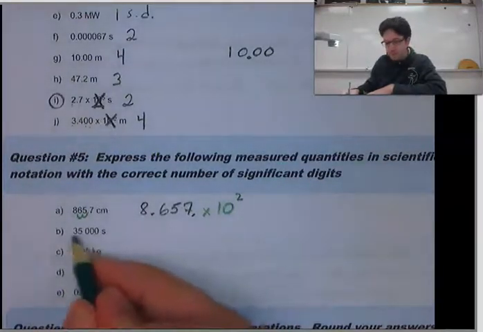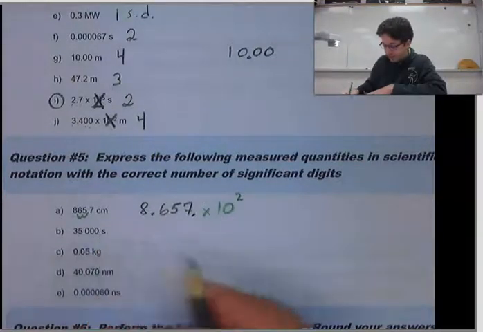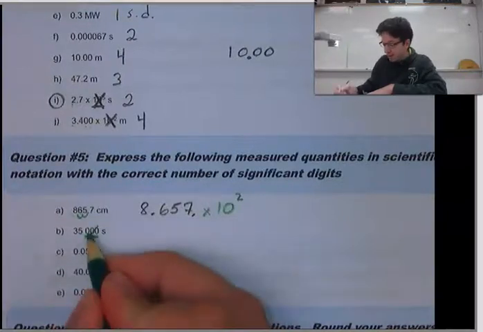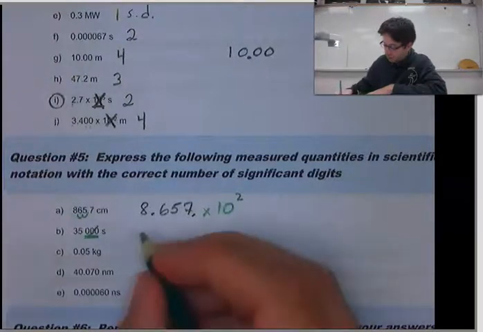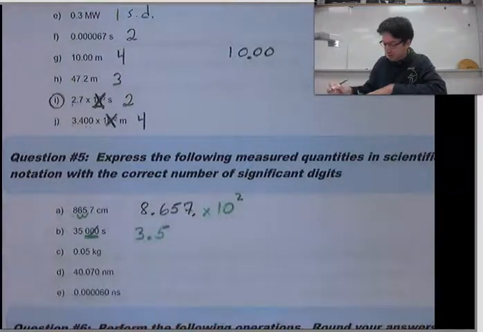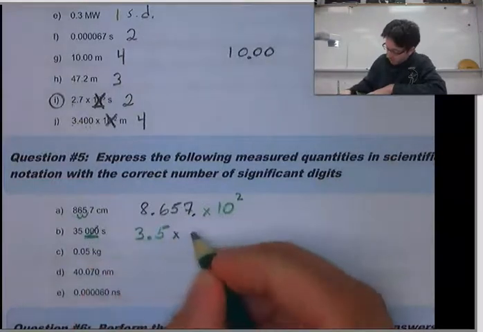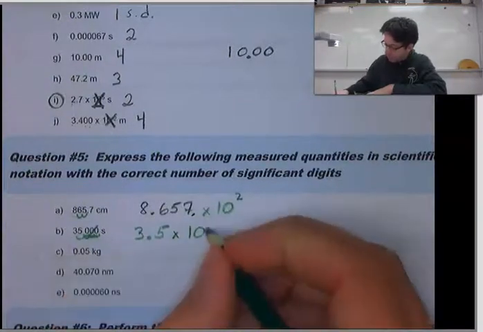Now for part B, there's no decimal point here. And because there's no decimal, these are placeholders, so they do not count as significant digits. So we're only going to write it in scientific notation as 3.5, not 3.5000. Okay, so multiply it by our factor of 10, and we move the decimal over 1, 2, 3, 4 spaces.